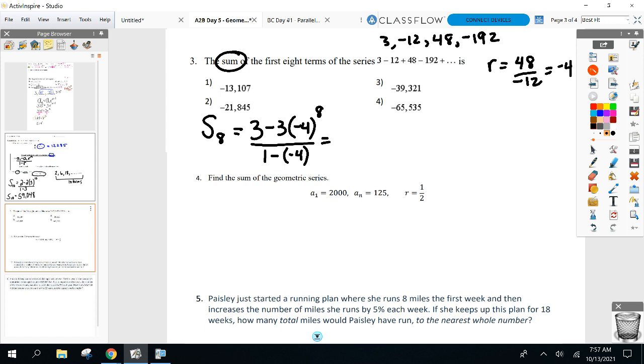And what do we end up with? Negative 39,321.